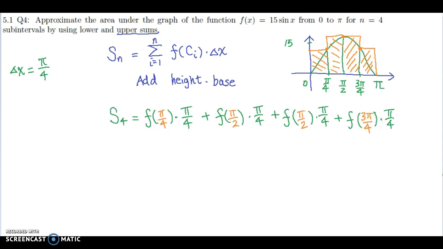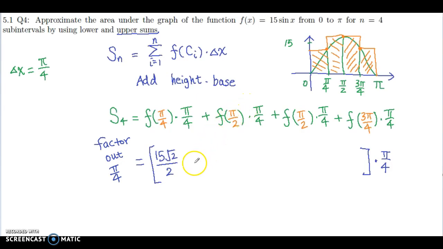So now we evaluate. What is f of pi over 4? It's 15 square root of 2 over 2. Because everything is multiplied by pi over 4, we just factor it out, so we don't need to rewrite it again and again. So look, we factor out pi over 4.